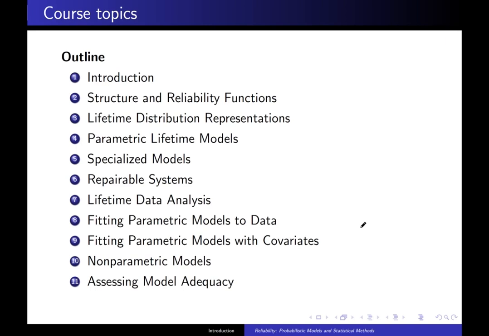And then in chapter 4, we look at parametric lifetime models. Some of these will be familiar, like the exponential distribution and perhaps the gamma distribution, but some might be new, like the Weibull distribution, log logistic distribution, log normal distribution, etc. In chapter 5, we look at specialized models, and the 4 specialized models we look at are competing risks, mixtures, accelerated life model, and the proportional hazards model.